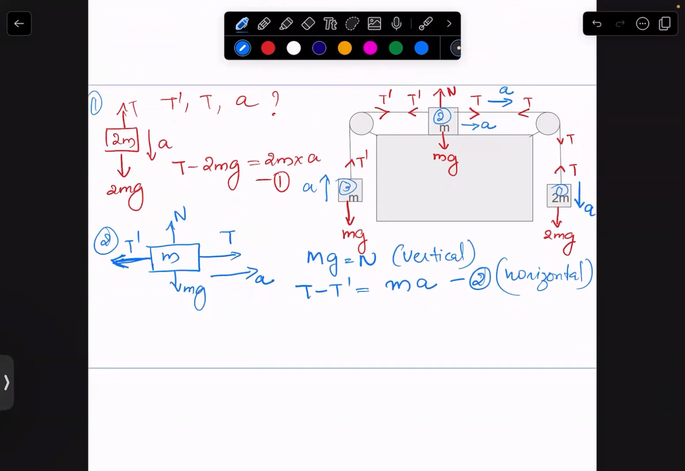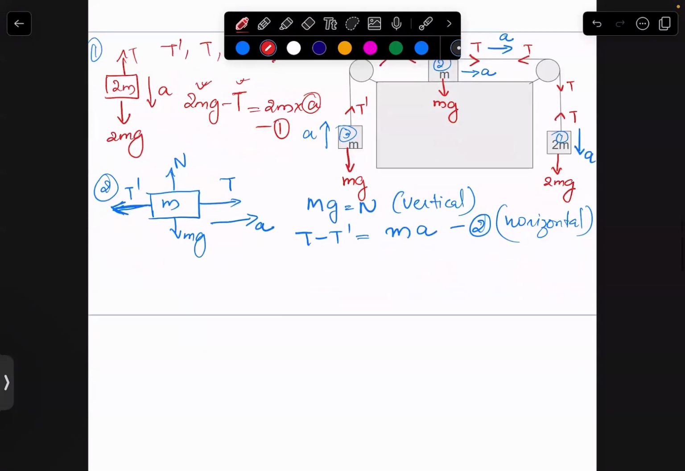Okay, here I think I have made a small mistake. What I was supposed to take is 2mg minus T. Why is that so? Because the acceleration is acting downwards. So 2mg is a larger force over here and T is a smaller force. Even if I take it the other way, I'll get the acceleration with a negative sign. That's the only mistake. Anyway, just to avoid confusion, I'm taking it like this.